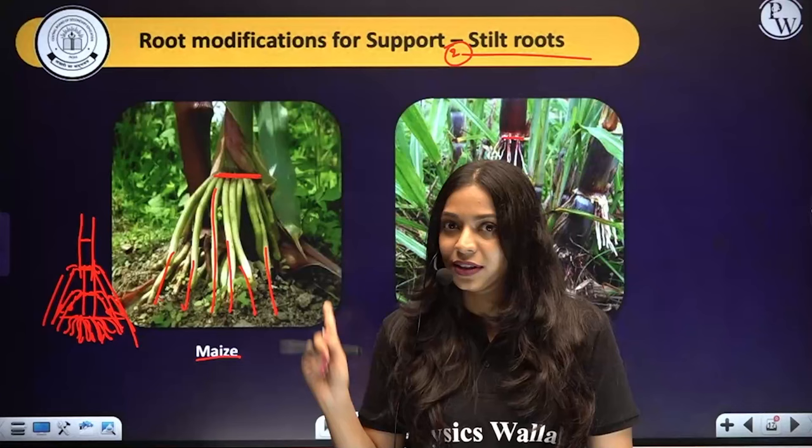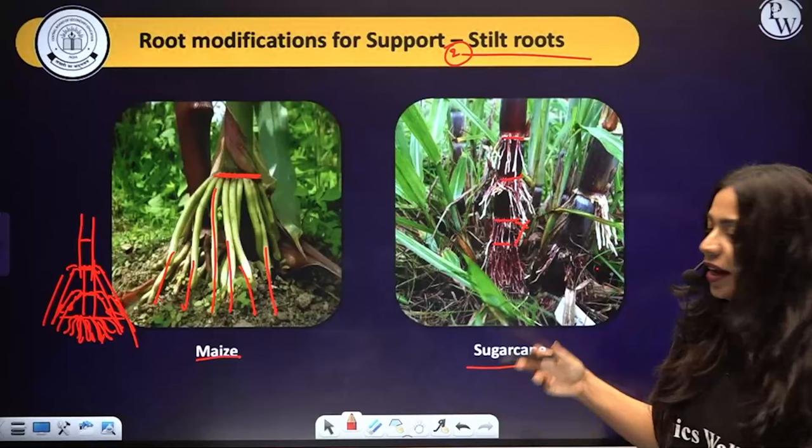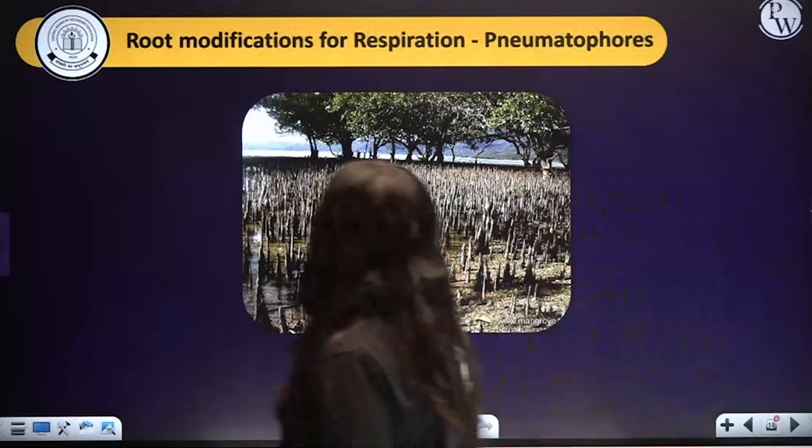Here, these roots are not helping in absorption or anchorage, they're providing support, right? That is why it is a root modification. Okay, so this is the third type of root modification, where roots help in respiration.